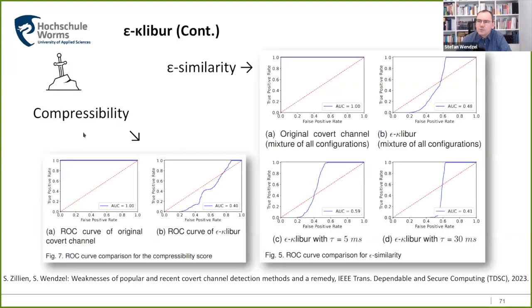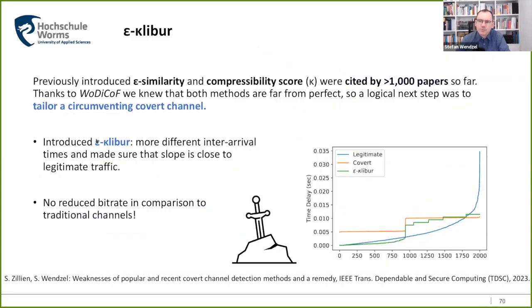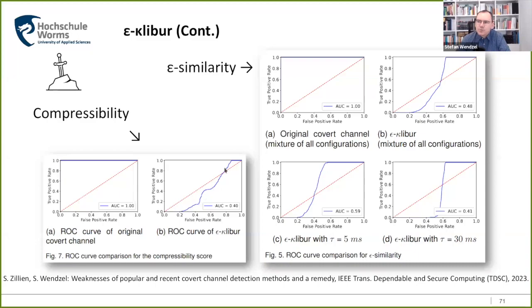And it turns out, if you look at the compressibility score here at the bottom, the original approach works extremely well. This is using a mixture of lots of legitimate and covert traffic, and the detectability is extremely good. So AUC is 1. And if we use the same setting, but with epsilon kappa Libur, so the approach is called epsilon kappa Libur because of the epsilon and kappa values, and because of the Excalibur sword, we can reduce the AUC quite a bit. In that case, it will not matter whether it's 0.4 or 0.6, but it's decreased.